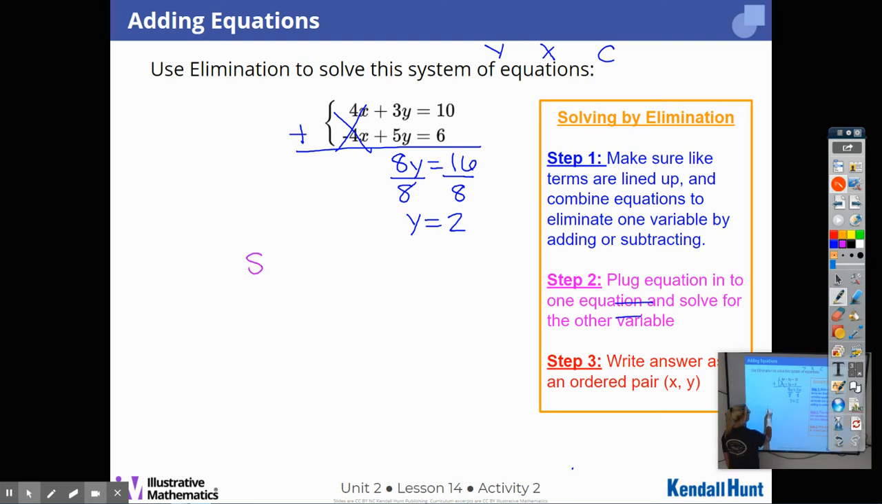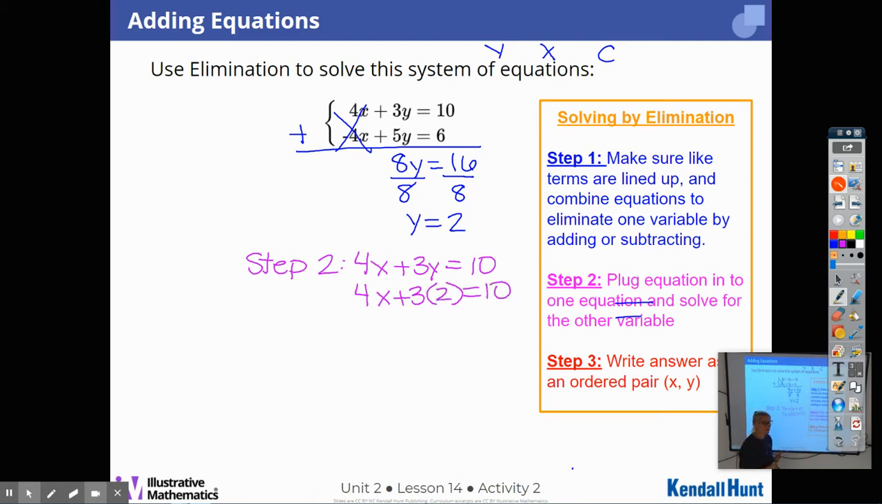For step 2, I'm going to take this 2 and plug it into either one of these equations. It doesn't matter which one you use because you're going to get the same answer either way. I'm going to use the top one since x and y are both positive there. So I have 4x plus 3y equals 10, and in place of y, I'm going to put 2. So I have 4x plus 3 times 2 equals 10.